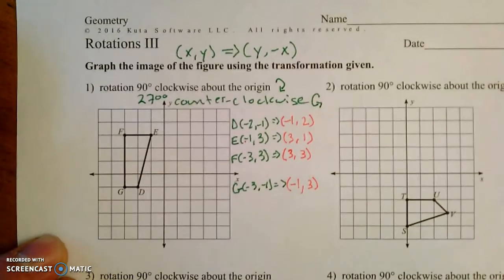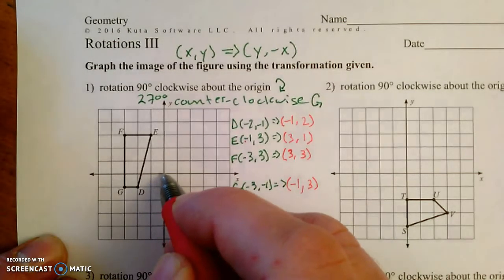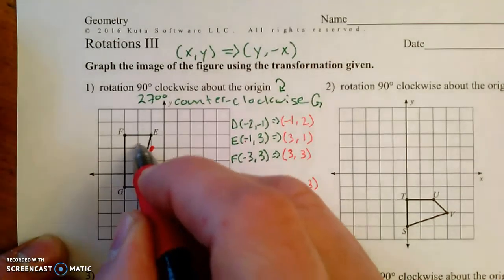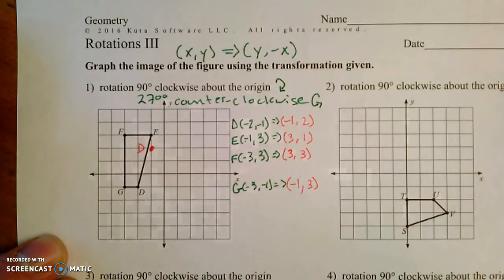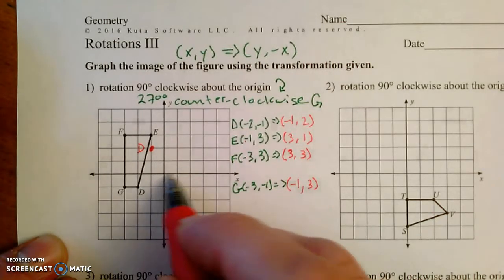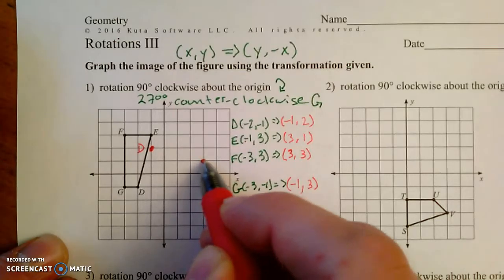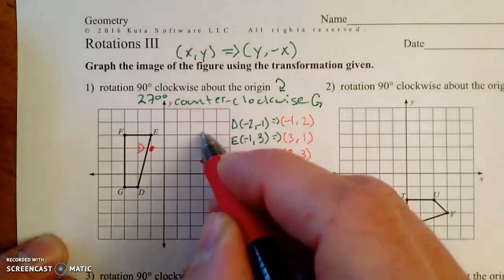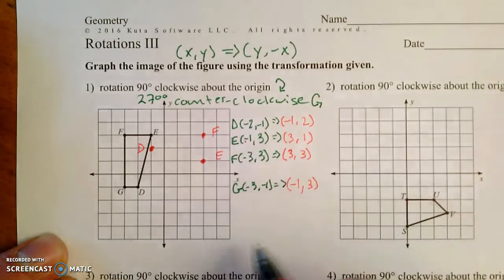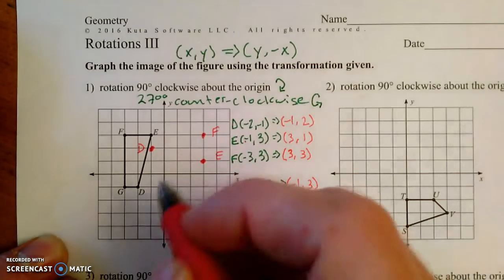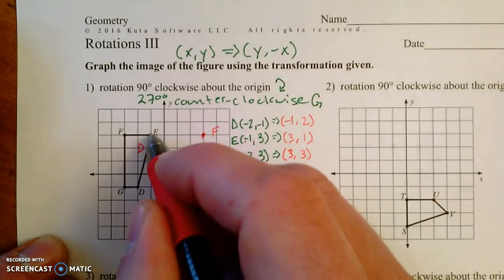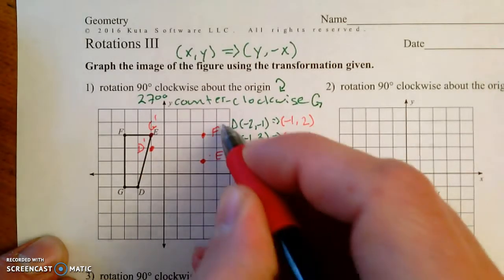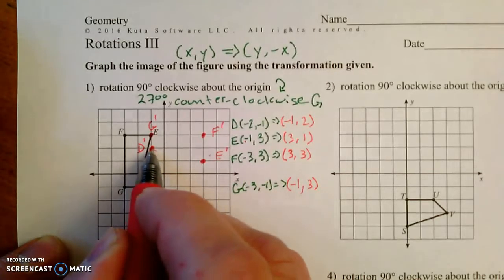So let's go ahead and plot our points now. D is -1, +2. That's D. E is 3, 1. There's E. Let's see, F is 3, 3. Here's F. And G is -1, 3. It's actually right on top of E. And by the way, these should all be prime. D prime, E prime, F prime, G prime.